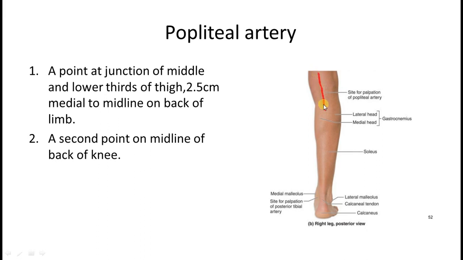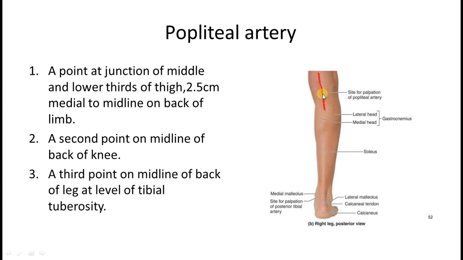Second point in the middle of the knee, the hollow depression in the middle of the knee, you draw a point. You connect these two points, and that will give the surface marking of the popliteal artery. Okay, so mostly in the middle is the site for palpation of the popliteal artery. Third point, you should keep at the level of the tibial tuberosity. From there it is going to divide into the anterior and posterior tibial arteries.